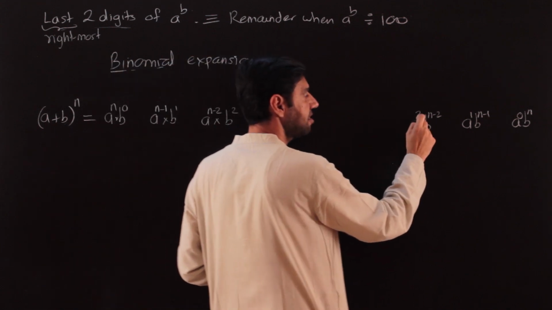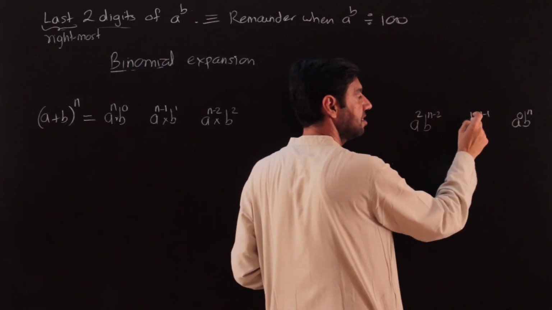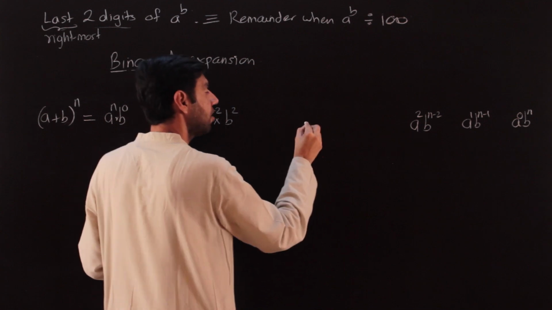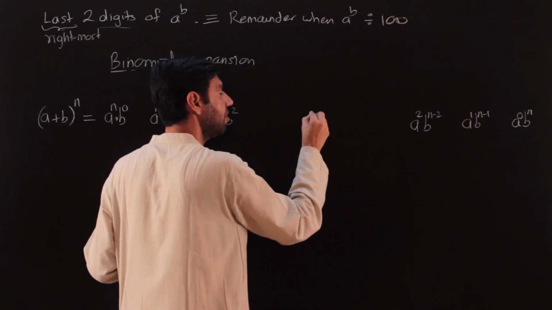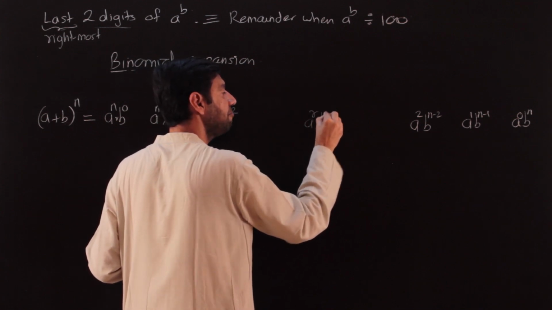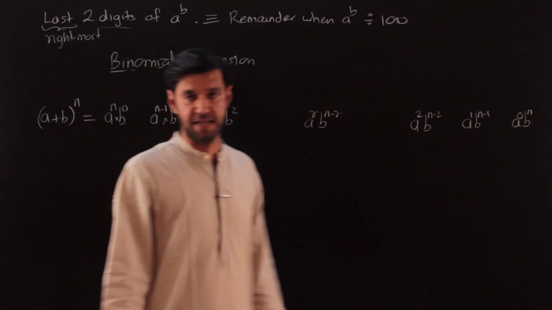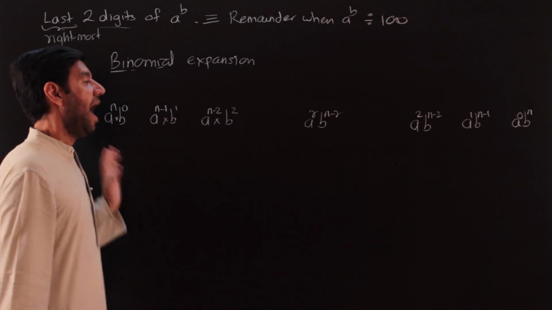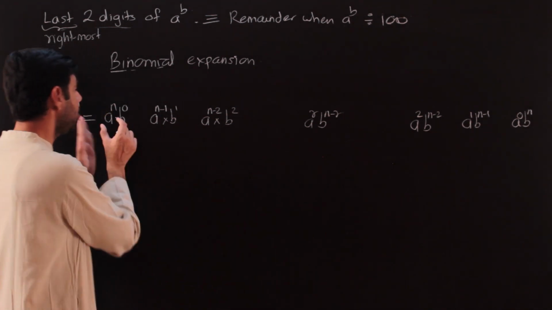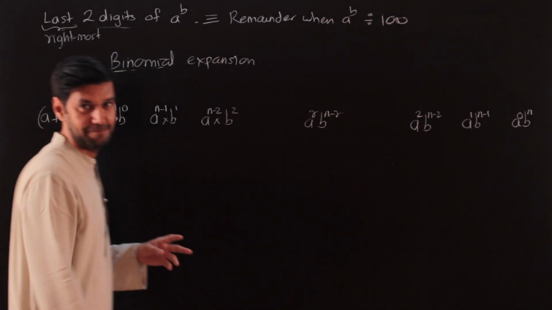So you could have seen if this is a 2, this has to be n minus 2. If this is 1, this has to be n minus 1. Or the general term, if the power of a is r, the power of b has to be n minus r, because together they have to add up to n. That's called the general term. And to finish it off, there's a coefficient to each of these terms, right?